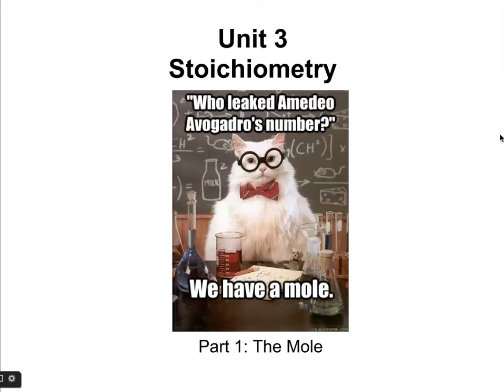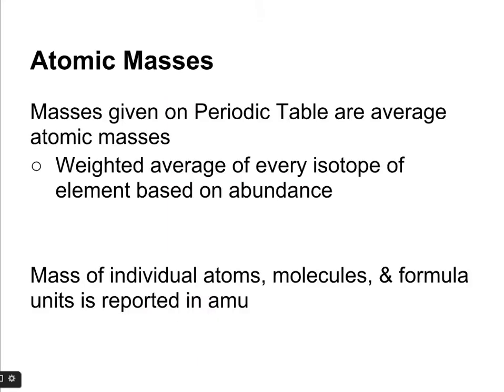Part 1 of Unit 3 is a review of the mole. Masses for elements on the periodic table are averaged atomic masses. It's a weighted average of every isotope of that element based on its abundance. The mass of individual atoms, molecules, and formula units is reported in AMU, which stands for atomic mass units.